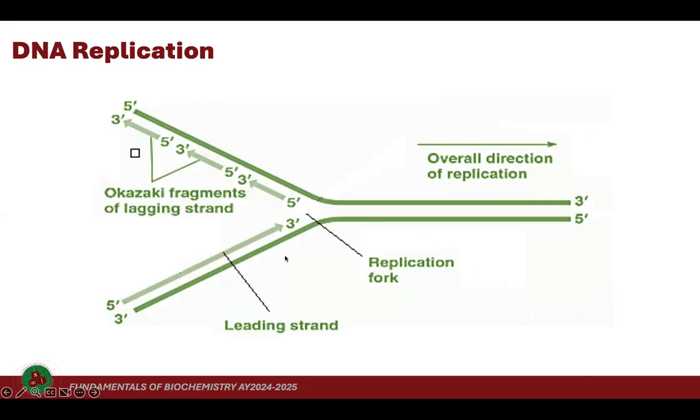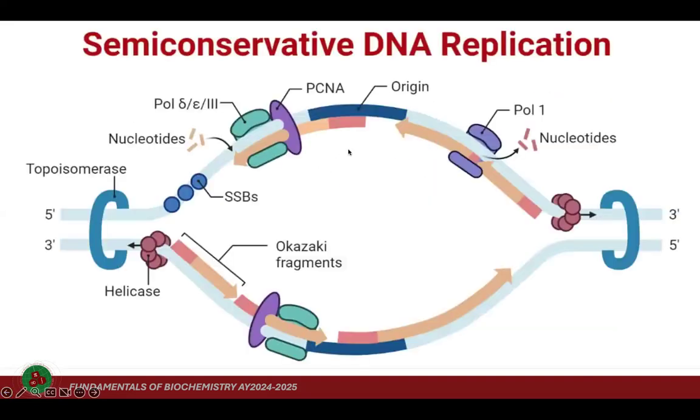So this is the other replication fork. And as you can notice, on this side, what is considered as the leading strand this time is the one that is using the 3' to 5' parent strand as the template. And then the lagging strand is now produced using the 5' to 3' parent strand as template. So it's probably difficult to imagine, but you can always go back to this diagram.